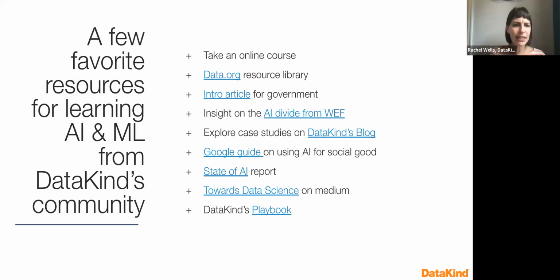And then the rest of these, Google's guide on using AI for social good is interesting as well. And then the State of the AI report and Towards Data Science on Medium are good for once you've got a sense of what's happening with AI and machine learning, and you want to be up to date and learn the latest techniques. And DataKind's playbook has some of the process pieces around using AI and data science in the social sector. But I will caveat that it's not a resource for actually learning machine learning.